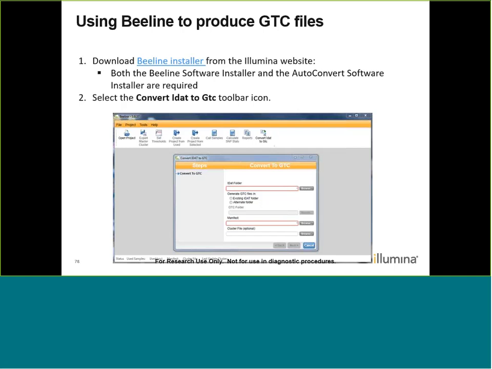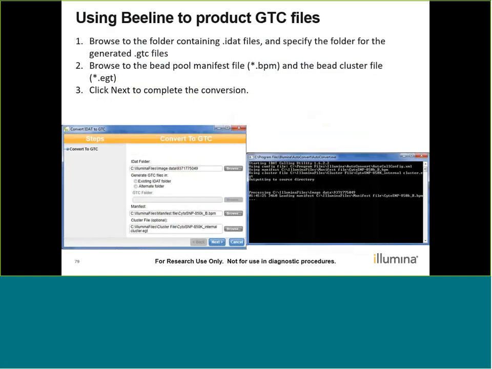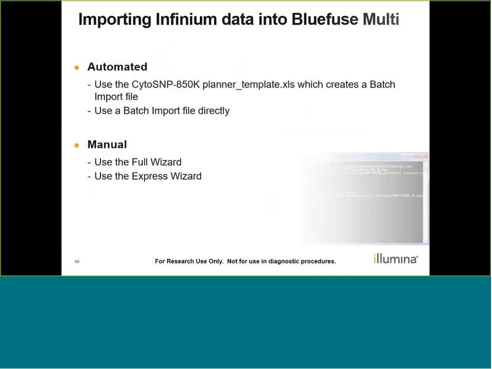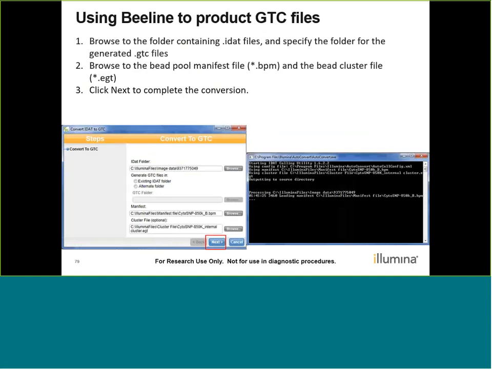So in Beeline, we're going to choose Convert IDAT to GTC files. We're going to navigate to the appropriate folder that has the IDAT. We need the manifest and the cluster file, and click Next, and then you'll see the progression of the creation of the GTC files.